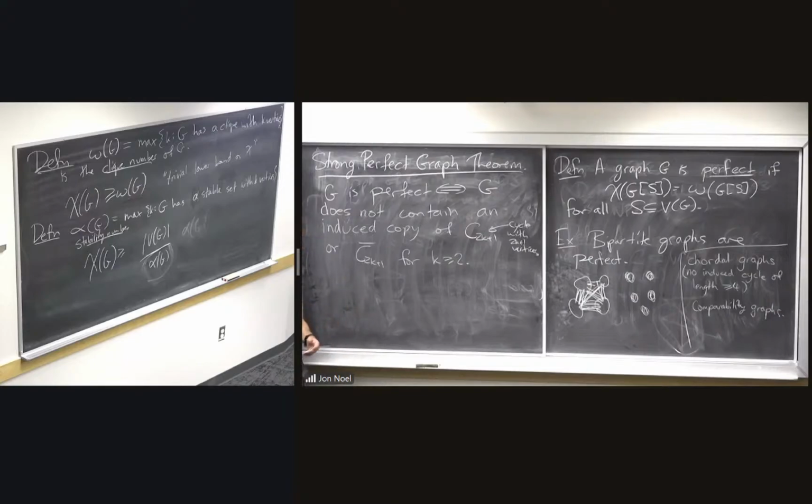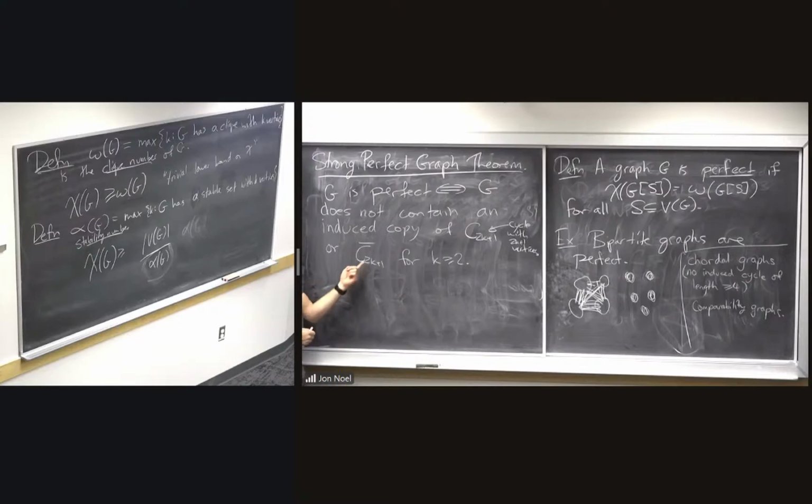I don't remember if I ever defined complement or not, but in case I didn't, the complement of a graph is a graph where everything that wasn't adjacent becomes adjacent, and everything that's adjacent isn't adjacent. Like you switch the edges and non-edges.